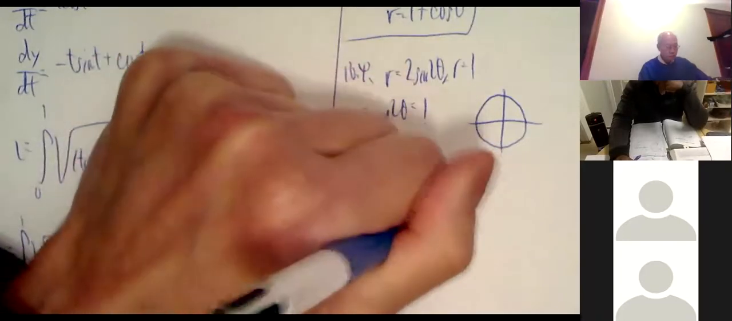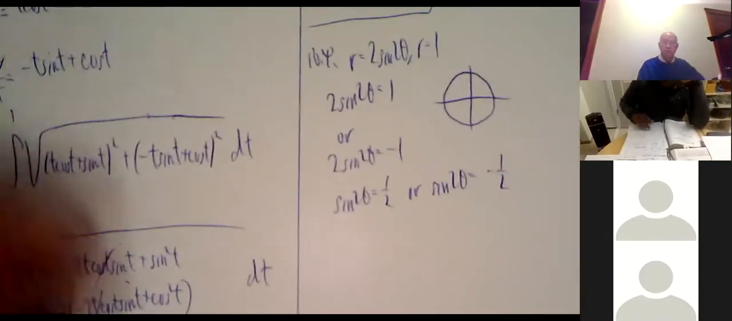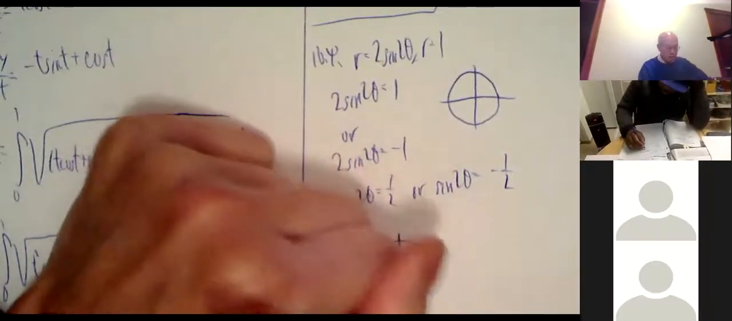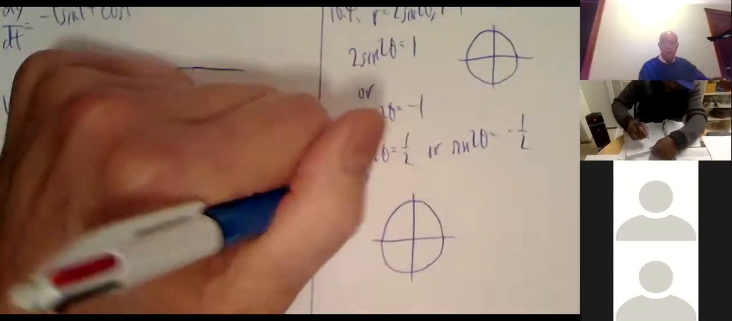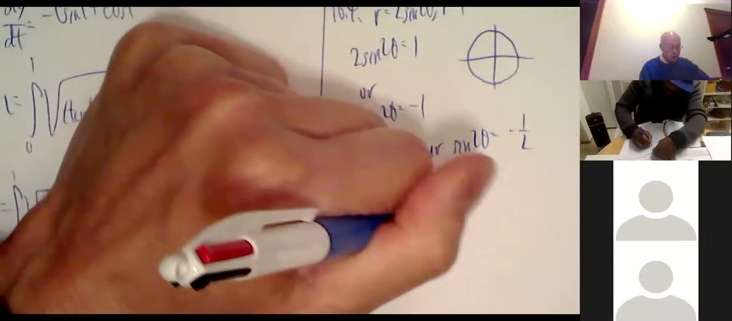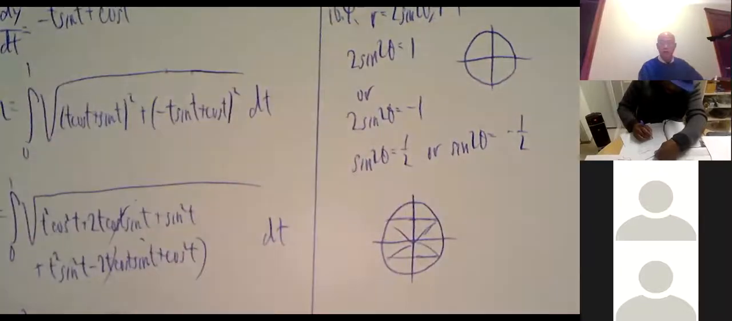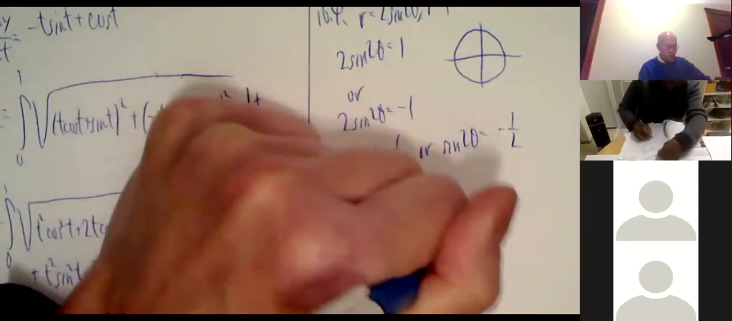So sine of 2 theta equals a half, or sine of 2 theta equals negative a half. On the unit circle, the y coordinate is a half or negative half. That's there, there, there, and there. So this is pi over 6, 5 pi over 6, 7 pi over 6, and 11 pi over 6.